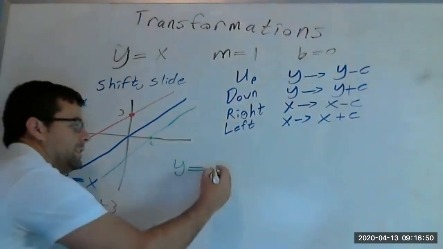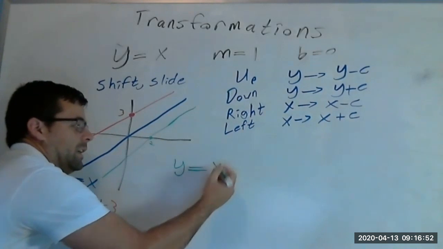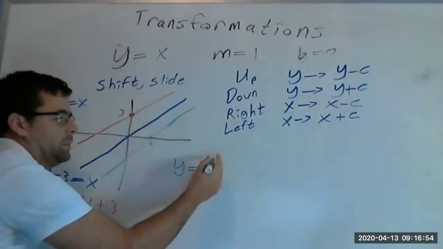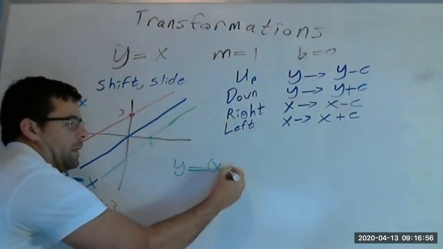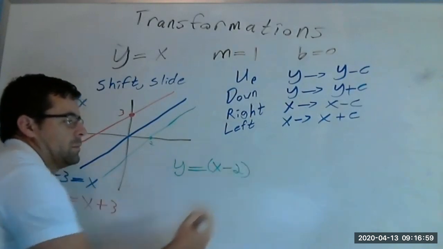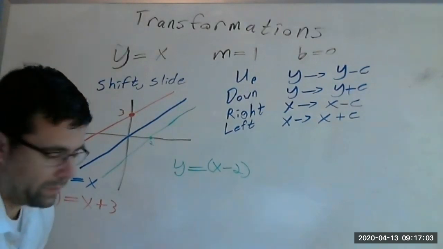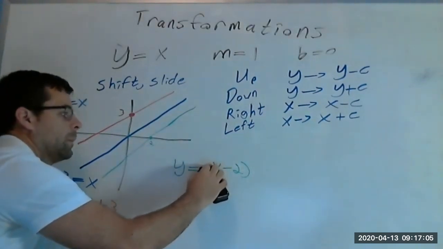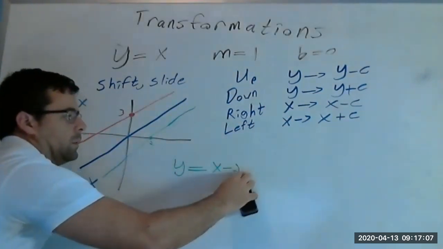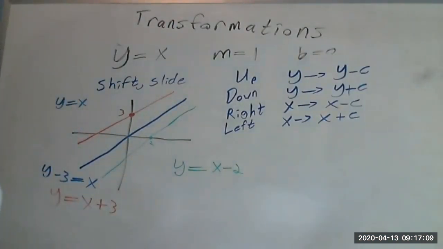So this was the original line. This is the one with the shift in it. So what is the y-intercept of that line?